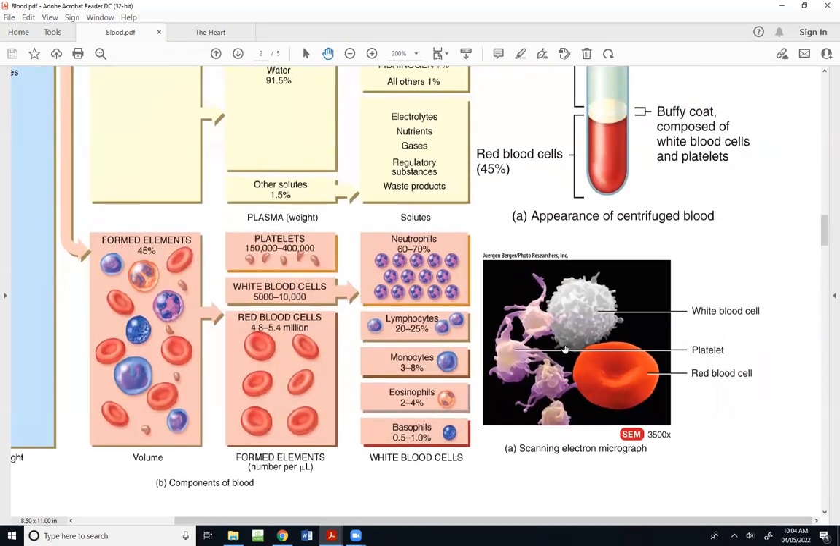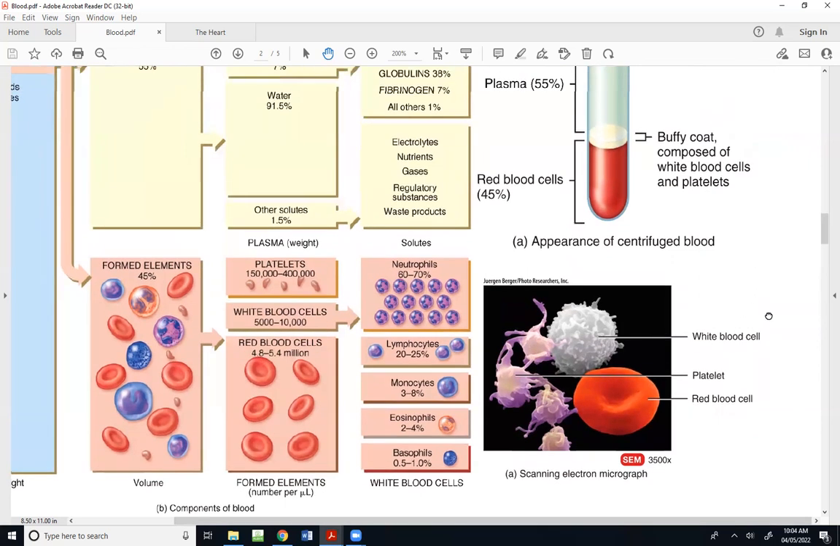Over on the right, a couple more images. This is a pretty cool view of those three major formed elements. Here you can see a red blood cell, very nice and red. There's a white blood cell. We can see some platelets. This is all zoomed in under a microscope 3,500 times, which your naked eye can see.